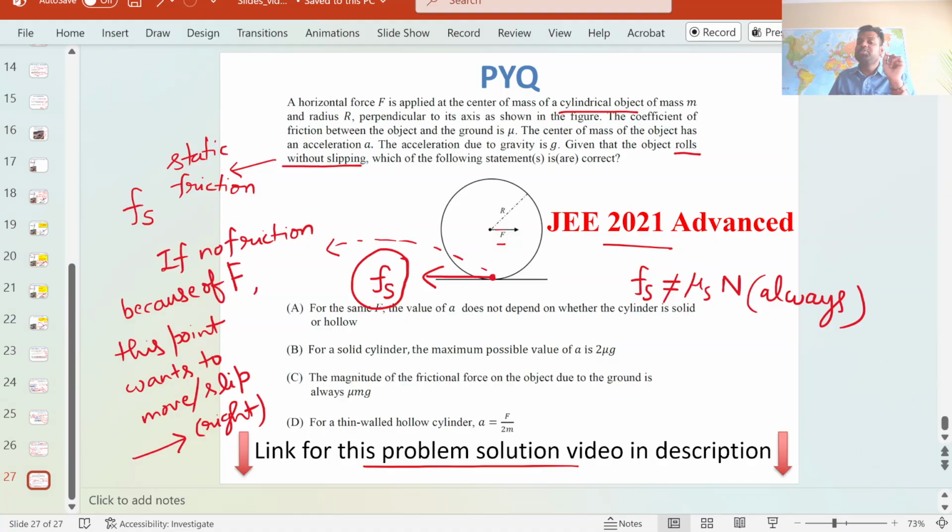So I hope this video helps you understand the difference between static and kinetic friction and how to apply that correctly.